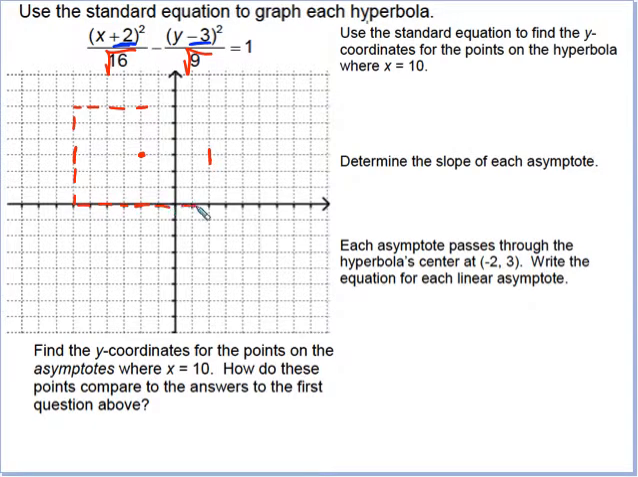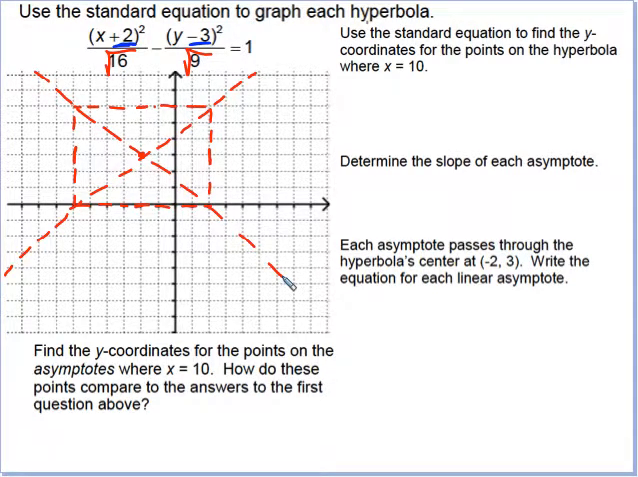This box is going to guide us on where the asymptotes are. If you need to, go ahead and use your school ID to create the dotted lines. You want your dotted lines, your asymptotes, to go from one corner of the box to the other corner and beyond. You want them to intersect the center point.